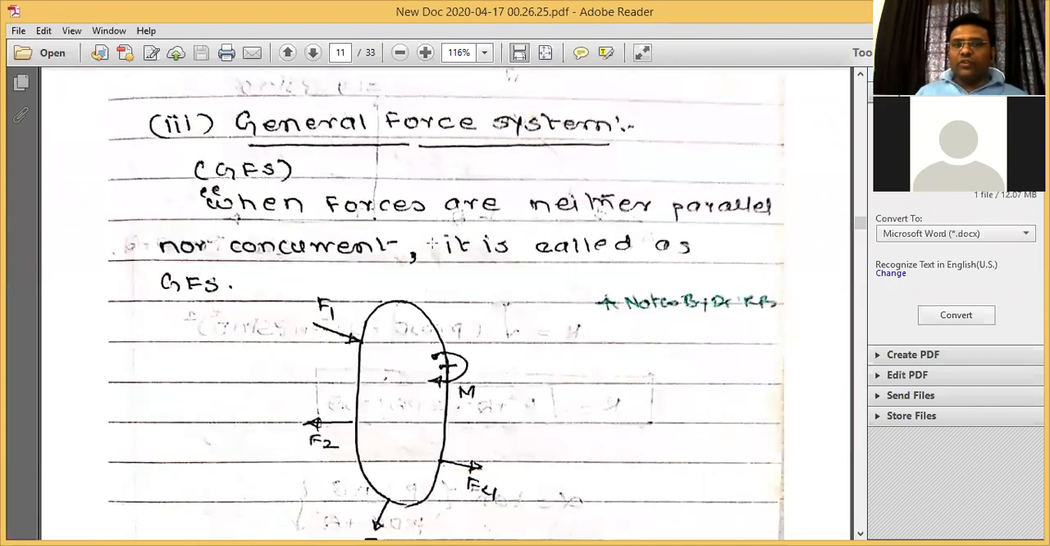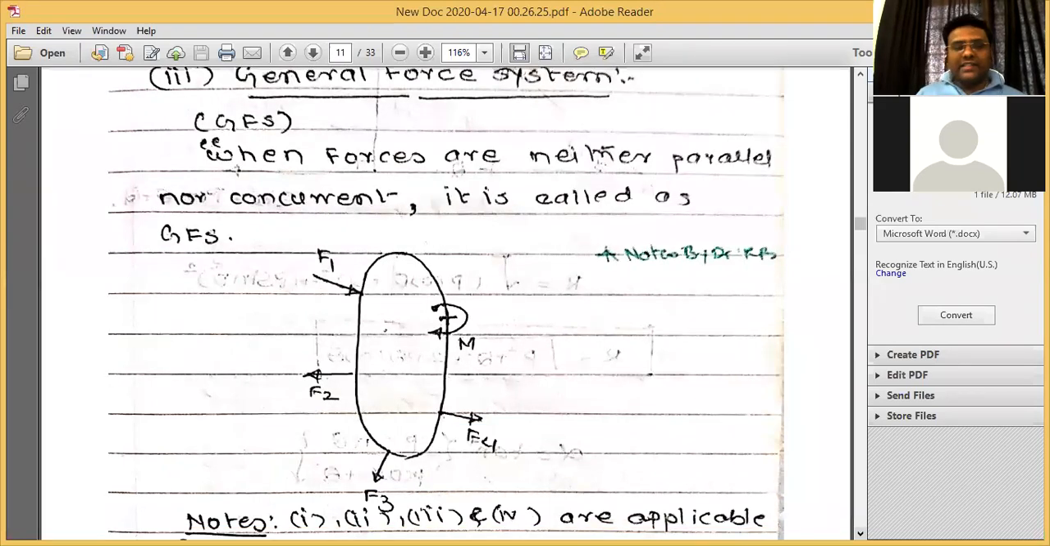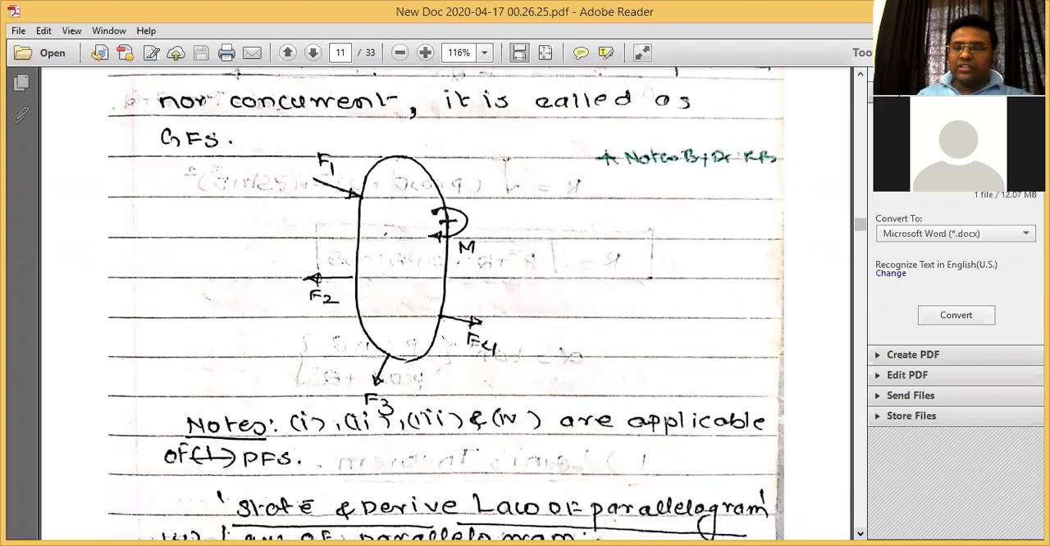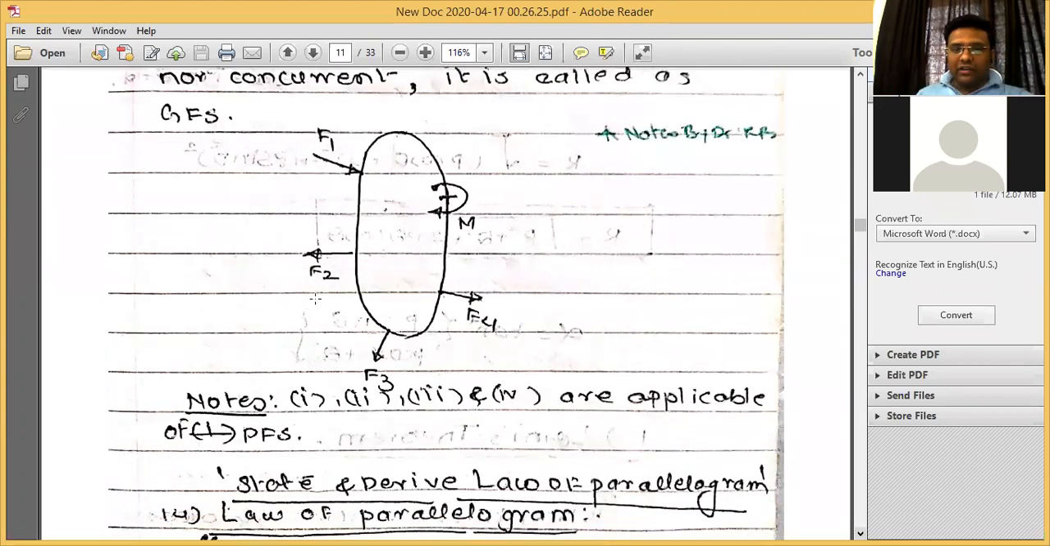Generalized force system: when forces are neither parallel nor passing through a single point, that is, non-concurrent, then it is called a generalized force system. You can observe in this particular diagram, F1, F2, F3, F4, F5 are the forces and the moment is M. Those are not passing through a single point, therefore those are non-concurrent forces. And in addition, the perpendicular distance between them is not constant. Therefore, we can definitely say that this is a generalized force system. So all the three or four things which we have discussed in the parallel force system are applicable as they are for the generalized force system.